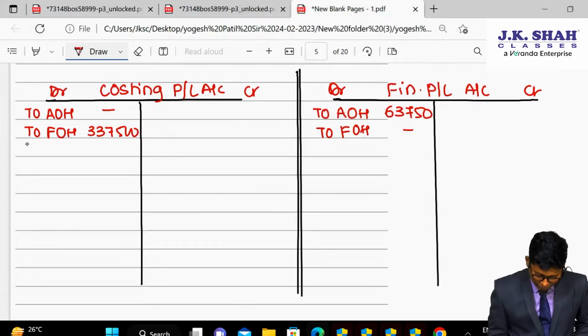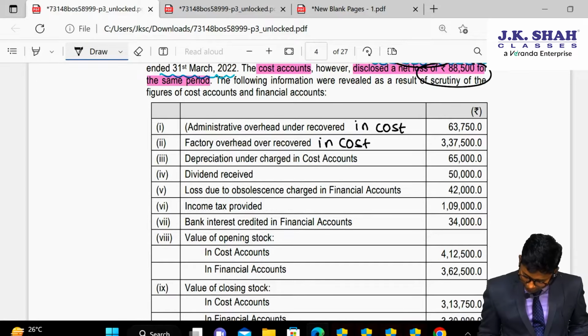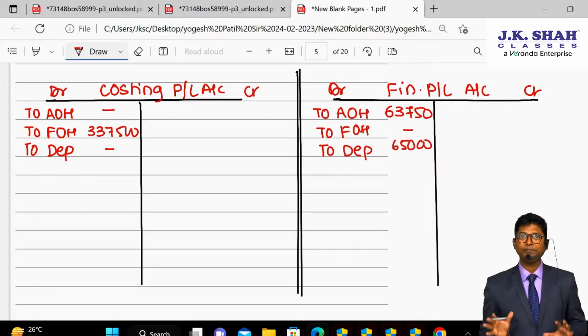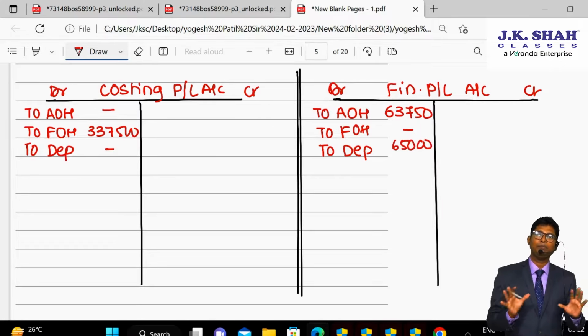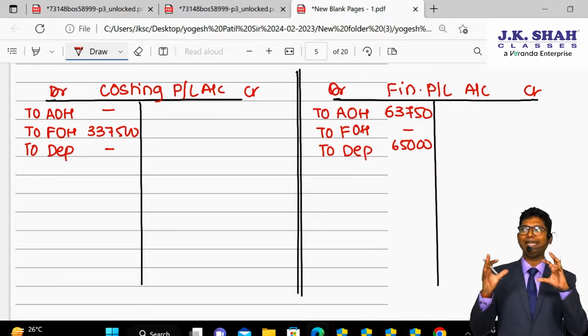Now depreciation is undercharged. First of all, depreciation is also expenditure that I am recording on the debit side. It is undercharged in costing, meaning costing carries a lesser amount and finance carries 65,000 higher amount. See, this information serves the purpose. Whatever information is given, according to the given information, I am only segregating the amount.